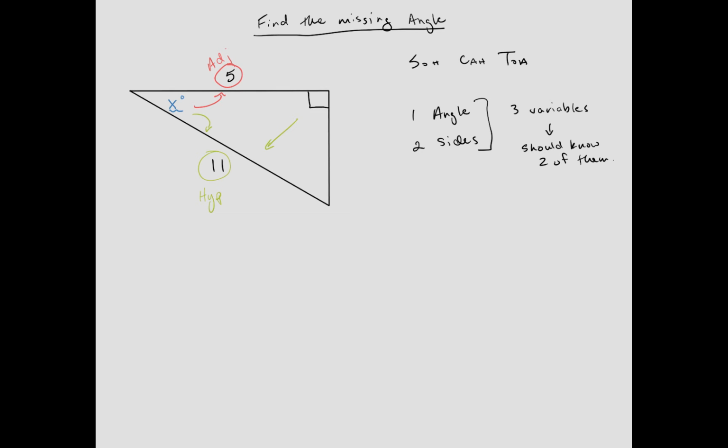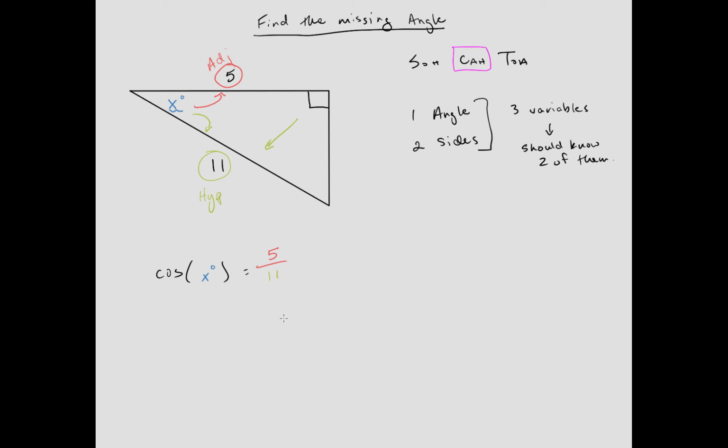And then I just have to figure out which trig function to use. And so looking through them here, I have the adjacent side and the hypotenuse. So I'm looking for an A and an H. It's not there. It's going to be cosine. So it's cosine of the angle, which in this case is unknown. And that must be equal to the adjacent side, 5 in this case, over the hypotenuse.